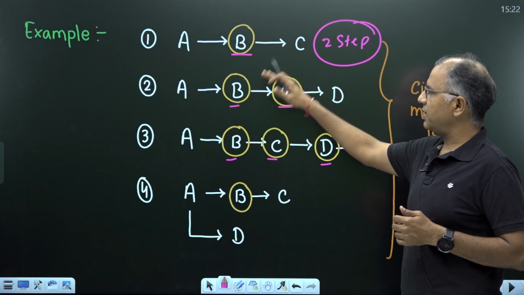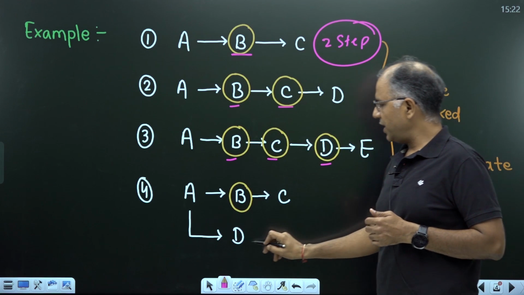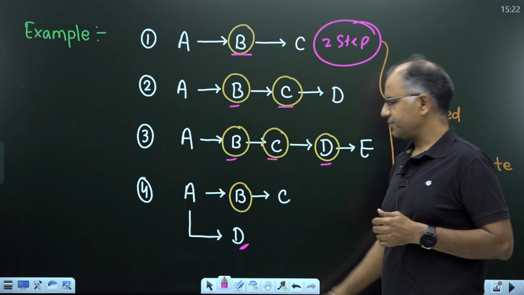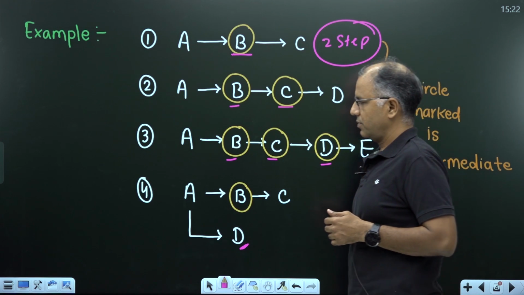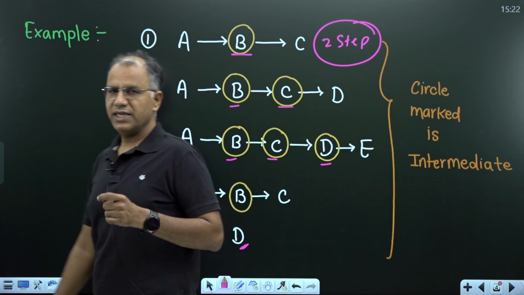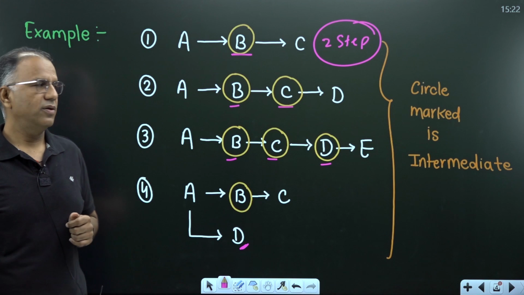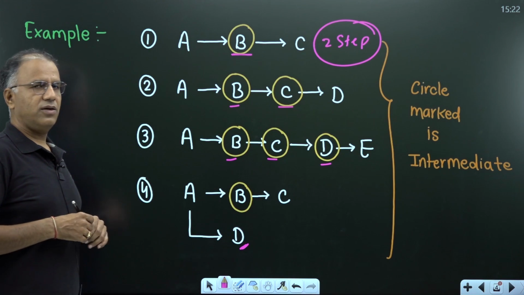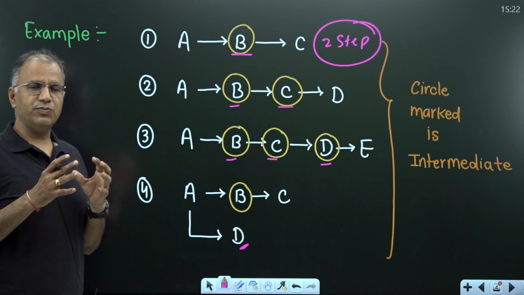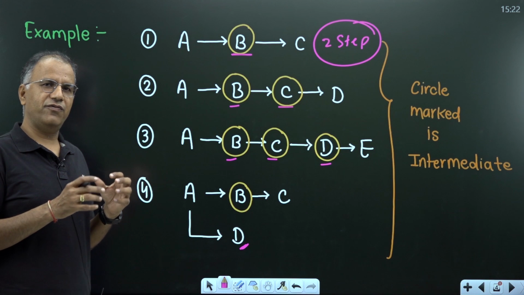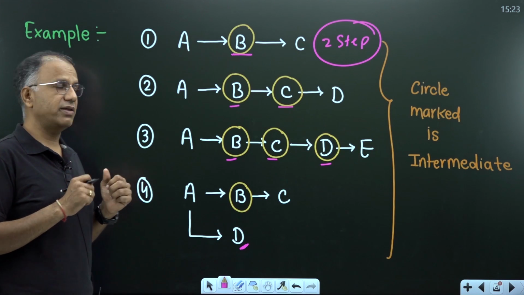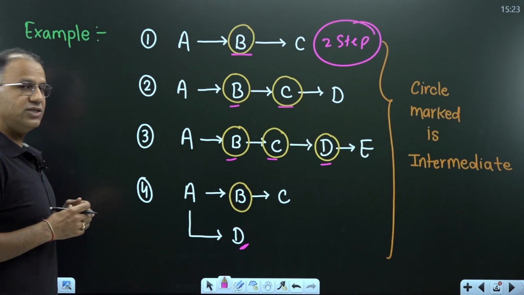Now in example 4, B is intermediate, I already explained in examples 1, 2, 3. Is D intermediate or not? There was one good question in JEE Advanced based on the definition of intermediate. If your definition is clear, then you can easily solve that question. Now, D is not intermediate.